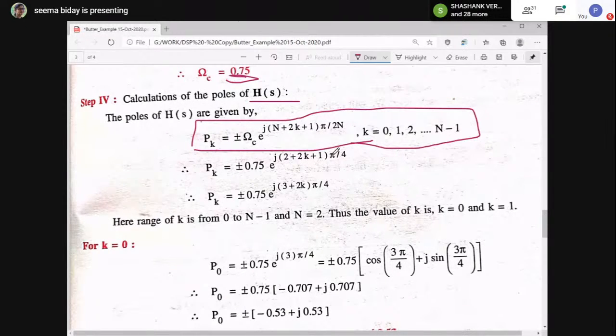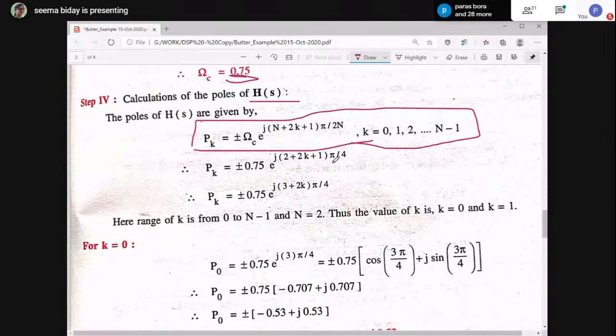Sometimes they may give you omega C and the order of the filter, and ask you to calculate poles or determine H of S for 5 marks. For that, you must know this formula and the concept should be clear. And k should vary from 0 to n minus 1. What is n? Capital N is the order of the filter and it is equal to 2, which means the number of poles is 2. So 2 minus 1 is 1, so 0 and 1. Only P0 and P1 you have to calculate. So how to calculate P0?